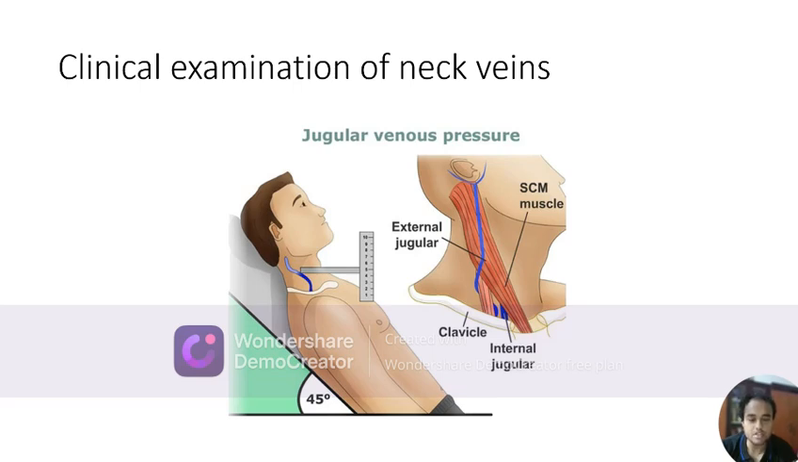The external jugular vein is present more superficially in the neck, and sometimes the engorgement of the external jugular vein is mistaken by clinicians as the engorgement of the internal jugular vein. Therefore, the internal jugular vein must only be examined in between the two heads of the sternocleidomastoid muscle, the sternal and the clavicular head, at the root of the neck.